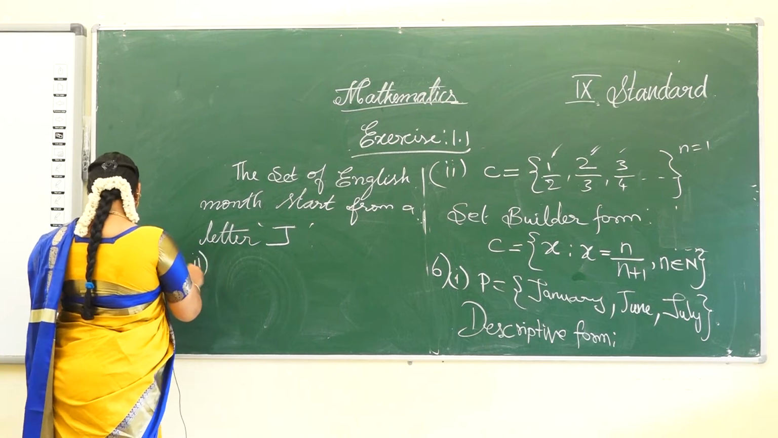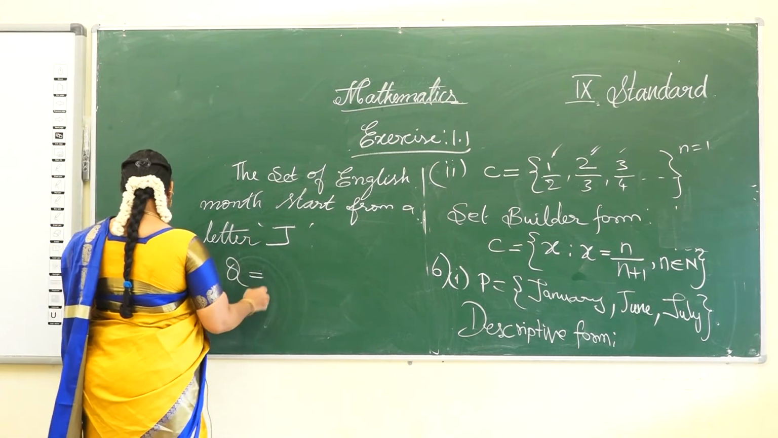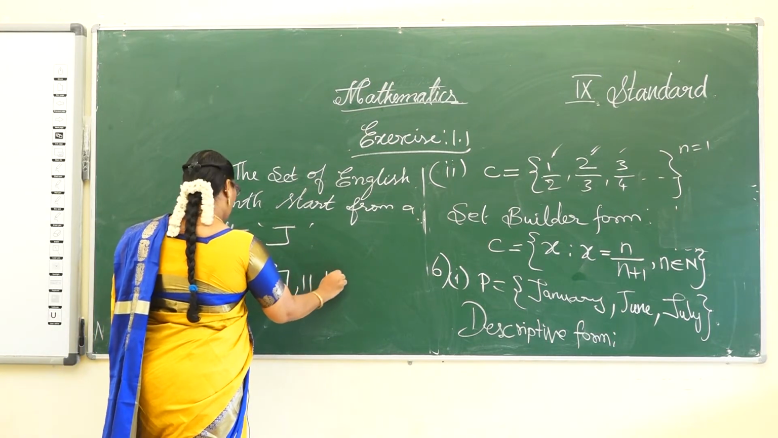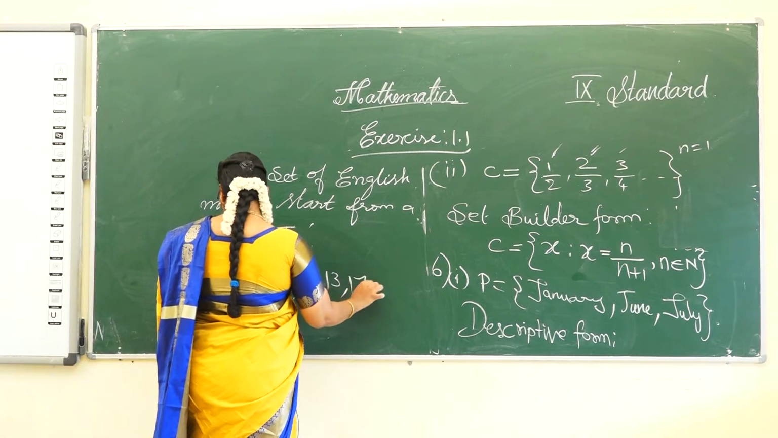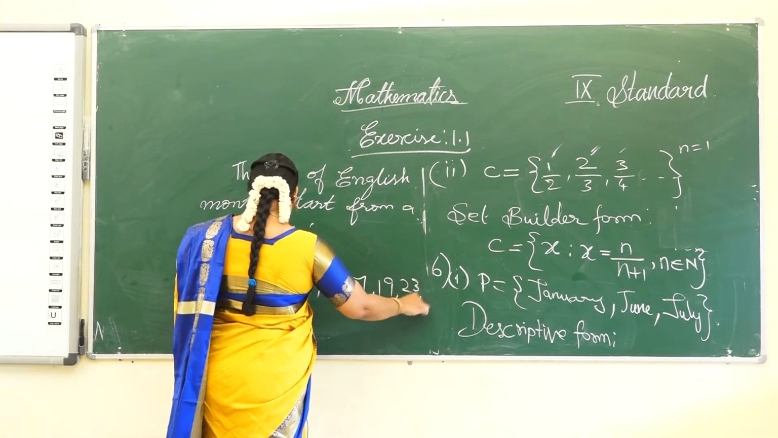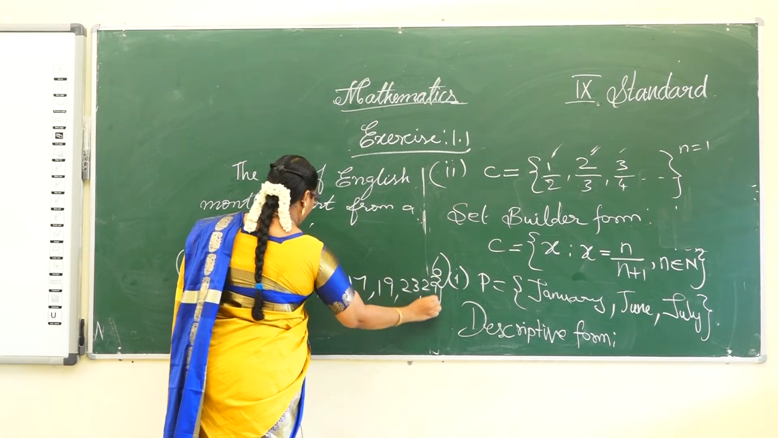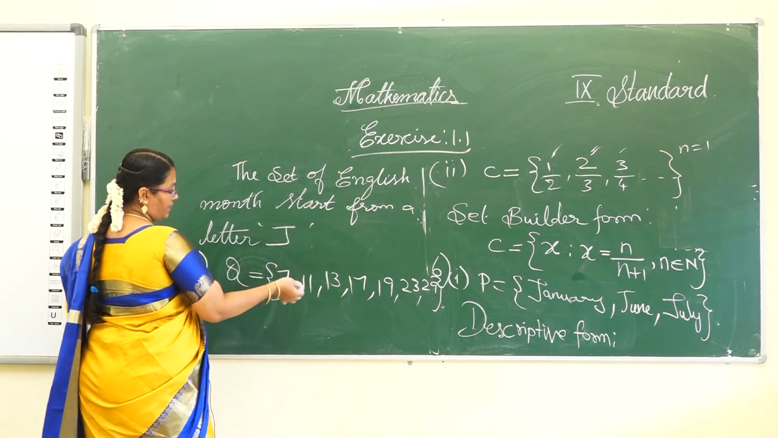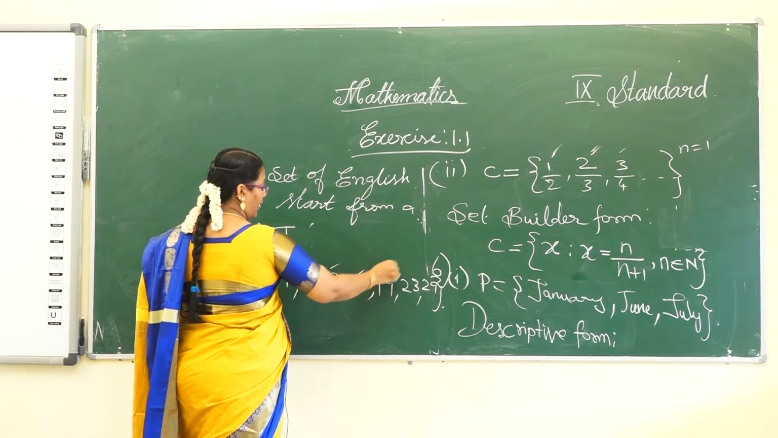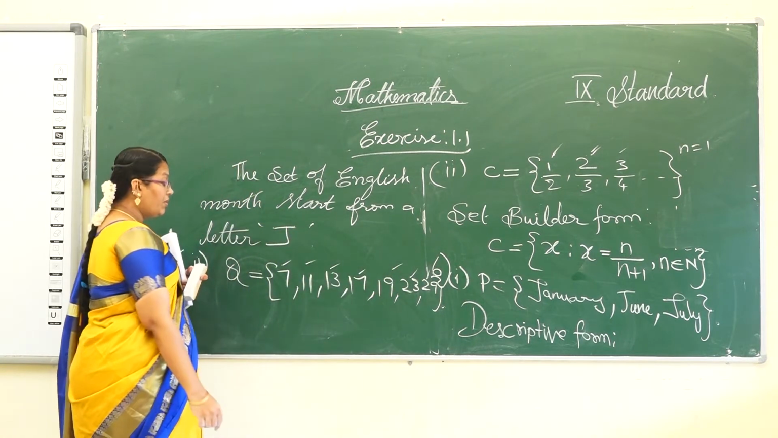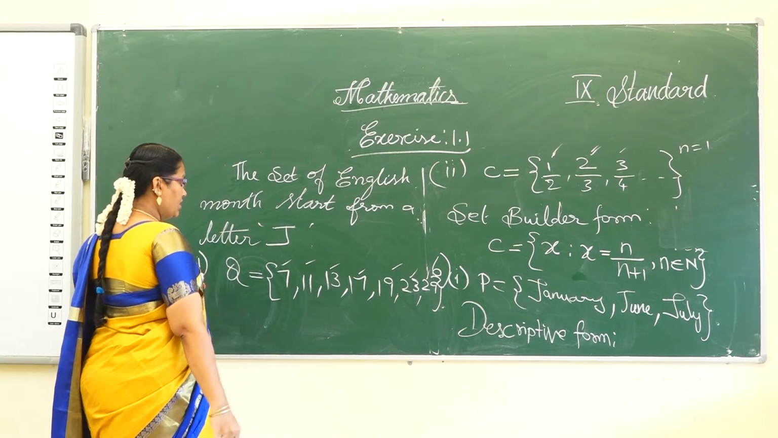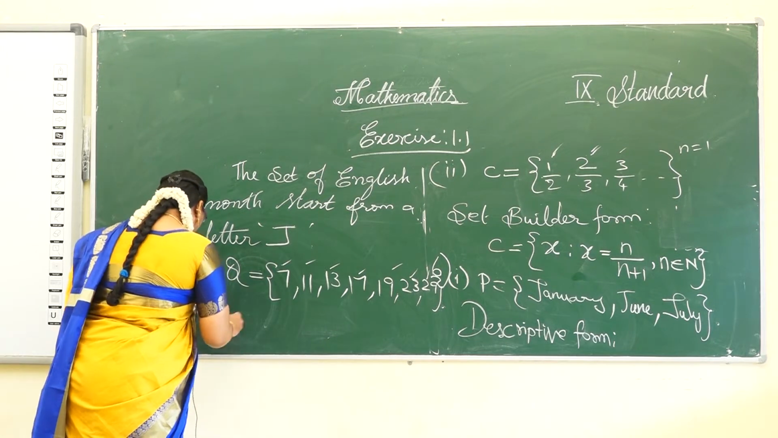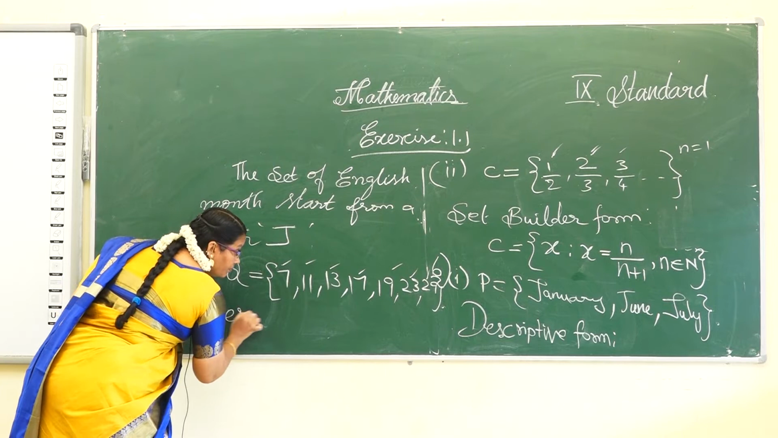And second one of the problem, Q is equal to 7, 11, 13, 17, 19, 23 and 29. So these are all the prime numbers, is it? 7, 11, 13, 17, 19, 23, 29 are prime numbers. So it is the set of all the prime numbers between 5 and 31. Okay. So that is a descriptive form.